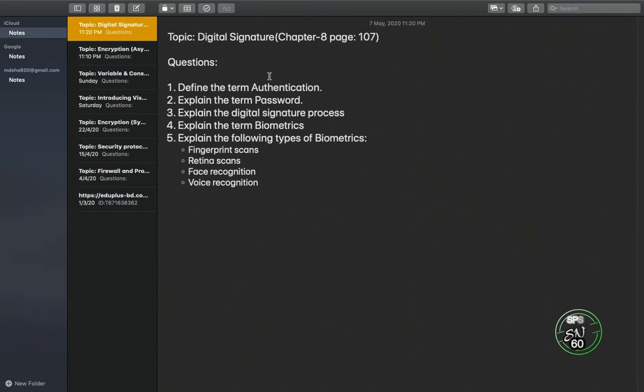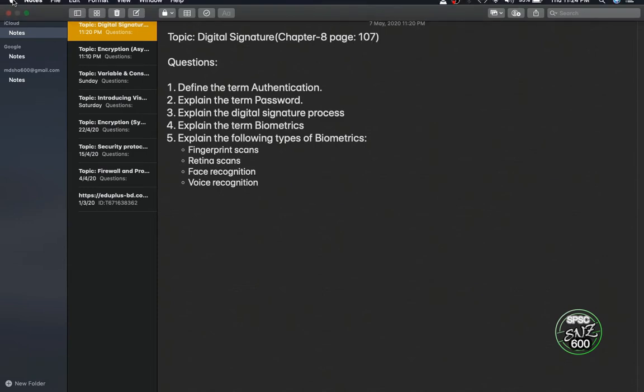Today we'll go with the new topic, that is digital signature, chapter 8 page 107. The questions that we will learn today: define the term authentication, explain the term password, explain the digital signature process, explain the term biometrics and the following types of biometrics, that is fingerprint scans, retina scans, face recognition and voice recognition. So go to chapter 8 page 107 of your textbook.